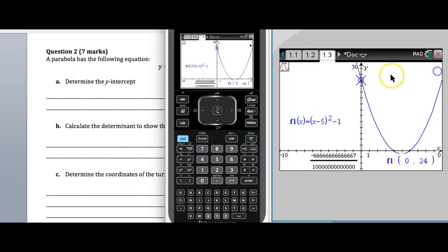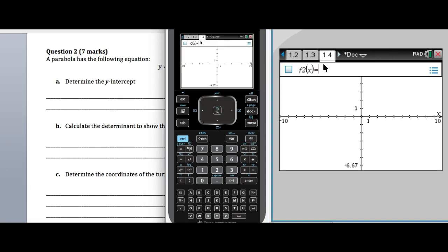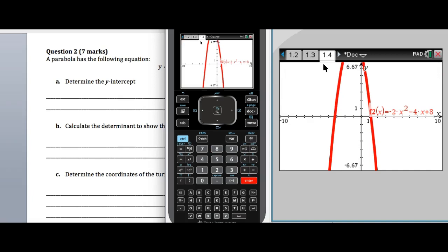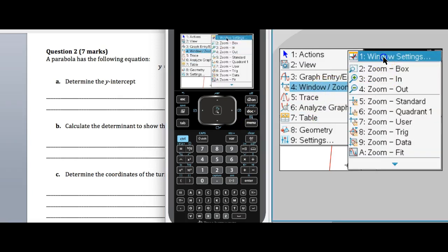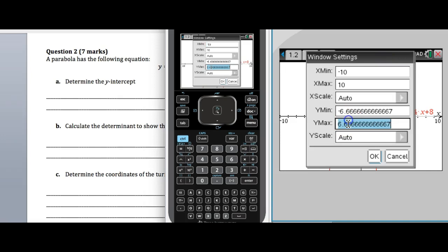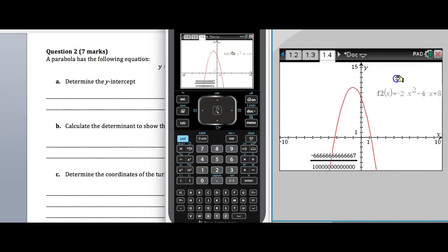Okay, let's just do another page. What was it? -2, -4, +8. Okay, so we still can't see it, so let's just change the window. It's the Y that I need to change, just make it a little bit higher. Make it 15. Move that out of the way.